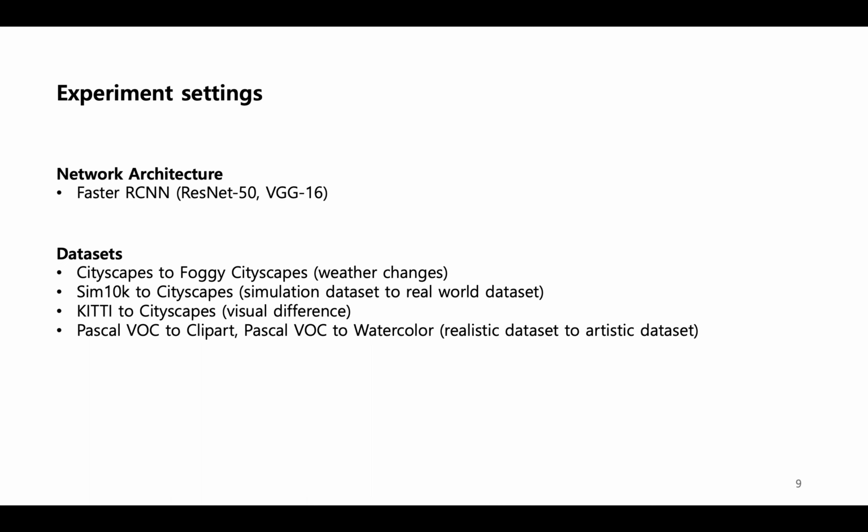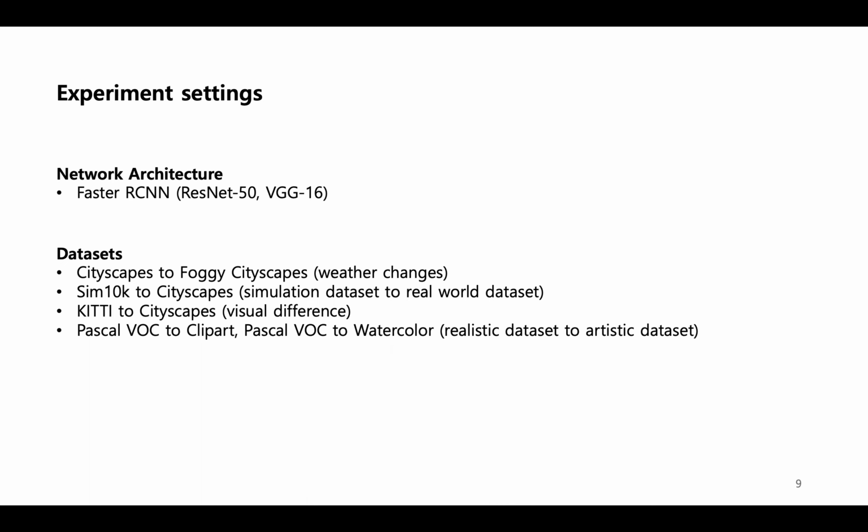Our experiment settings are as follows. We utilize the Faster RCNN with ResNet 50 and VGG16 backbone as used by previous methods. And we utilize the datasets as follows. Cityscapes to Foggy Cityscapes, which simulates the weather changes. And Sim10K to Cityscapes, which simulates the domain shift between a simulation dataset to a real-world dataset.